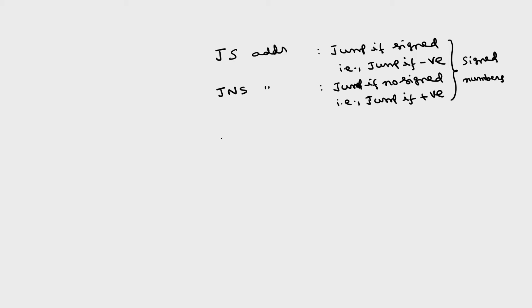Parity flag. The instructions are jump if parity or jump if parity even, both are the same, address 16. This first JP stands for jump if parity. Parity by implication means even parity, or we can directly specify jump parity even. If the result of the instruction just above this instruction has even parity, then the microprocessor control will go to the specified address, otherwise it will skip and go to the next instruction.